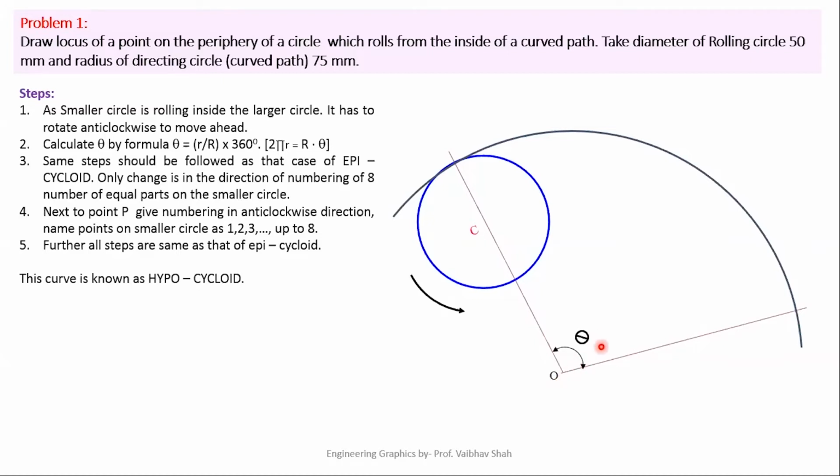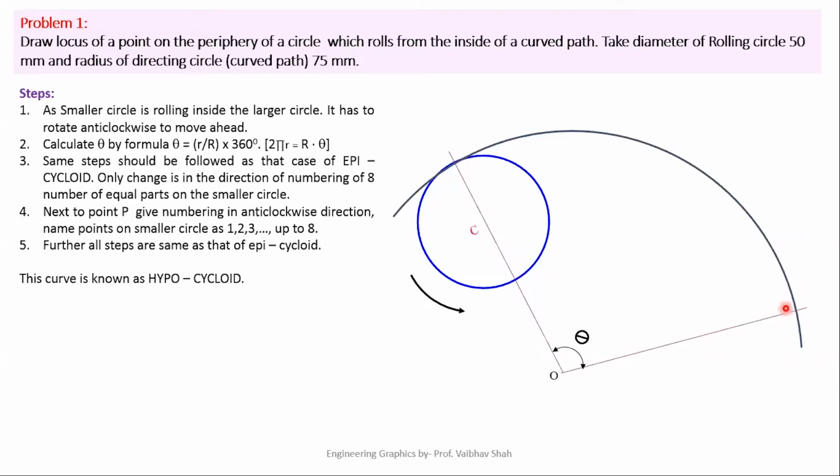So our next task is to define this angle theta. For that, we have to apply some logic. The logic is the same as that which we applied in the epicycloid. So 2 pi r is equal to R theta. 2 pi r is the distance traveled by point P over this small circle with the radius small r, which is exactly equal to the distance traveled by the rolling circle over this curved path.